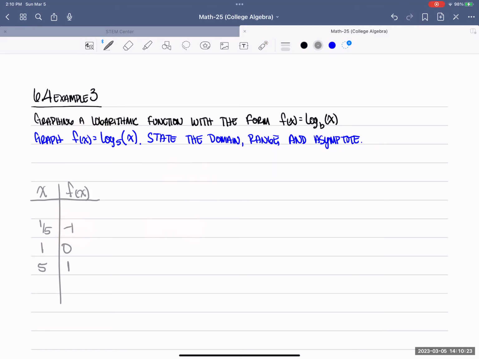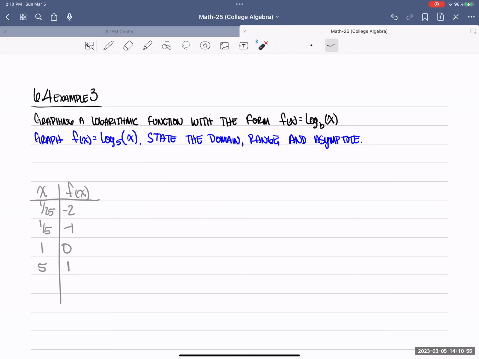And let's try it for the next one. We'll say 1 over 25. What do we raise 5 to in order to get 1 over 25? For the reciprocal, it's going to be a negative. And 25 is 5 squared, so negative 2. So again, 5 to the power of negative 2 is going to give us 1 over 25. And now that we completed all the hard stuff, let's look at the easier stuff.